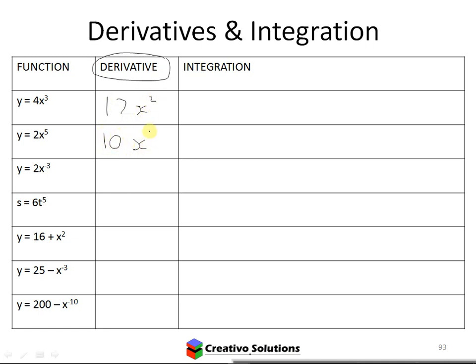10x to the power 4. Next one. Negative 6x to the power negative 4. Good. Next one. 6 minus 30t to the power minus 1 to the power 4. Correct. Next one. That's 2x. Good. Next one. That is 3x and minus 10x. Minus 4.